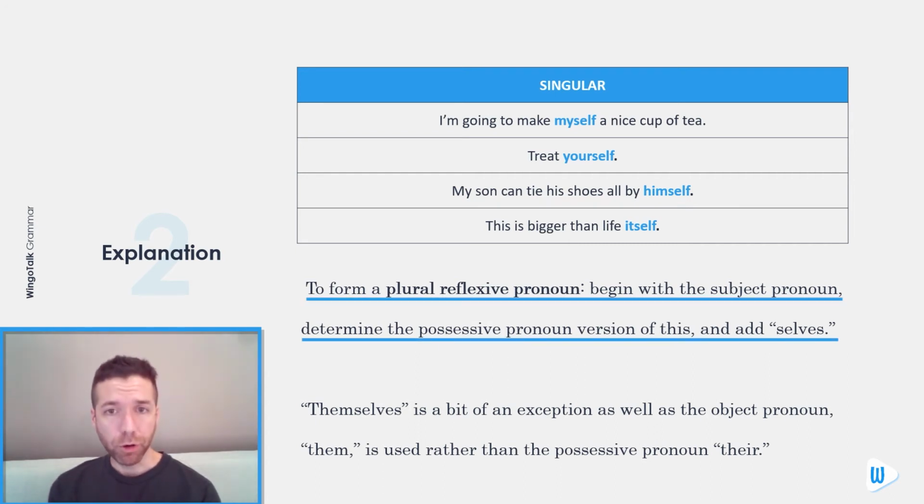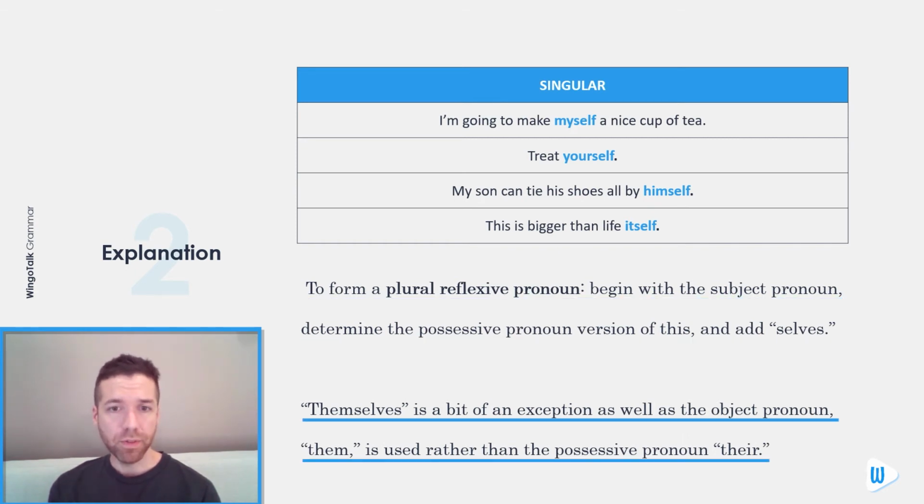To form a plural reflexive pronoun, begin with the subject pronoun, determine the possessive pronoun version of this, and add selves. Themselves is a bit of an exception as well, as the object pronoun them is used rather than the possessive pronoun their.